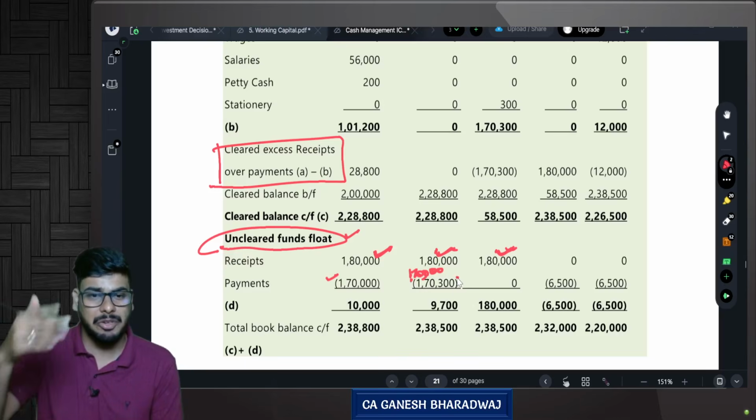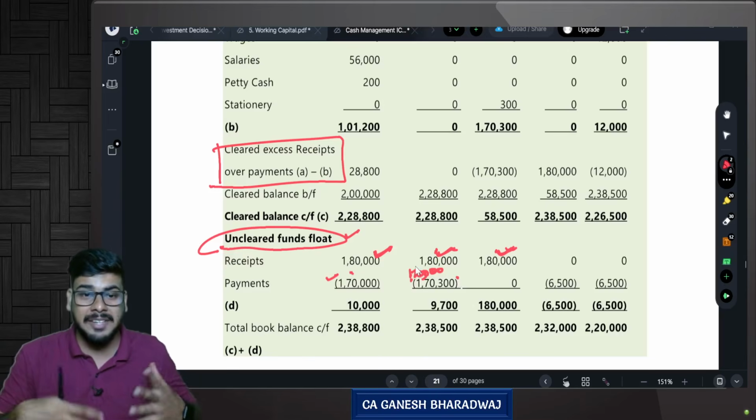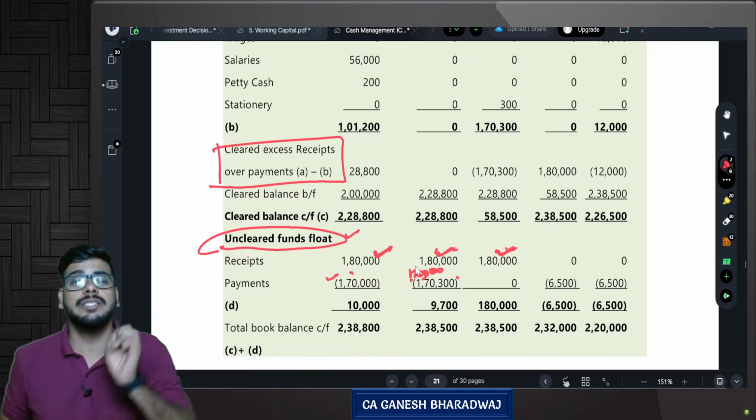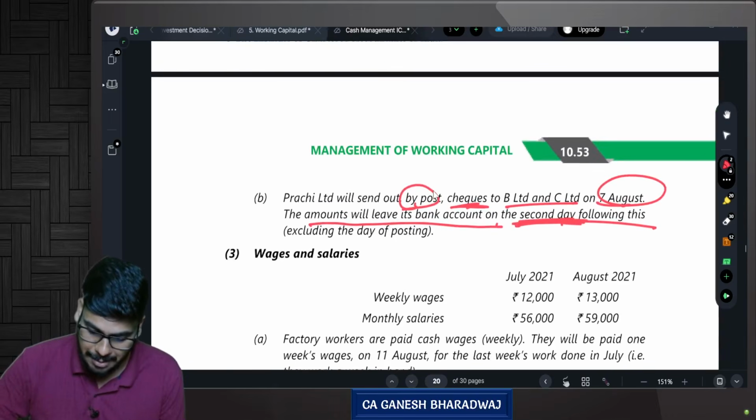This 300 we will come to it. Maybe some other payment is there that needs to be added. Are you clear with this? So this 1,70,000 remains to be uncleared for the 2 days since the check got issued. Next, what is the next thing that they have mentioned?